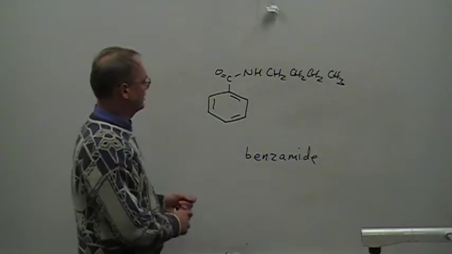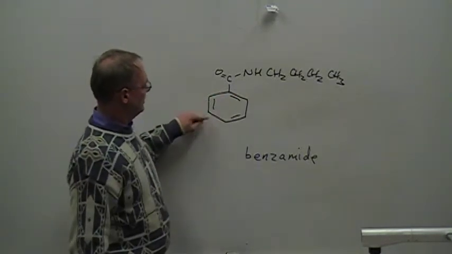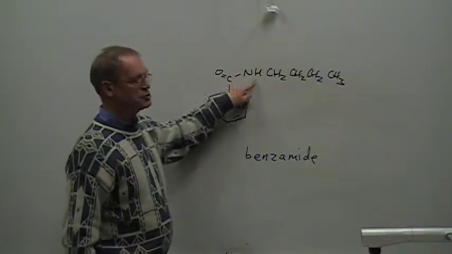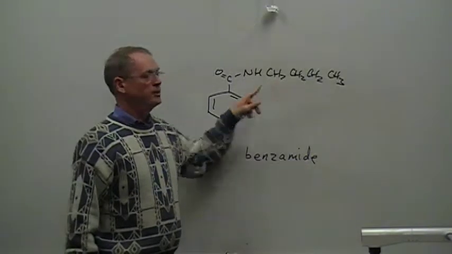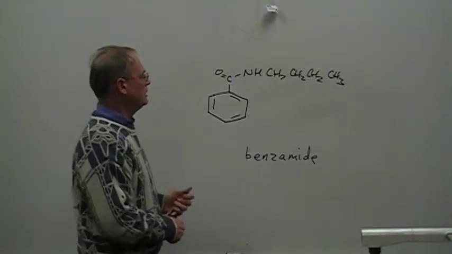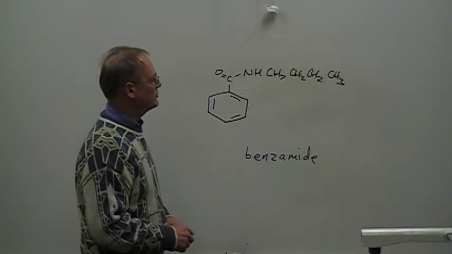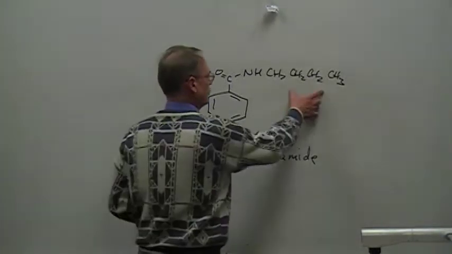That would be the name of the compound if it were just the benzene ring, the C double bond O, and then an NH2. But in this case, we also have another group attached to the nitrogen. So how are we going to indicate that? Well, first of all, what is the group? It's a butyl group.